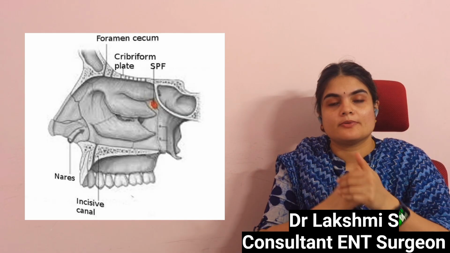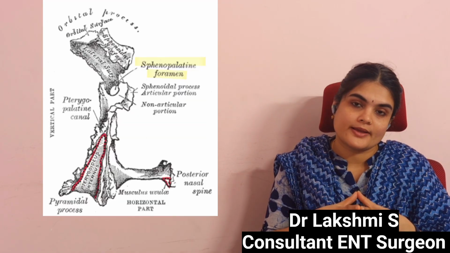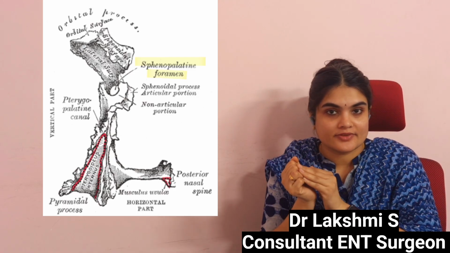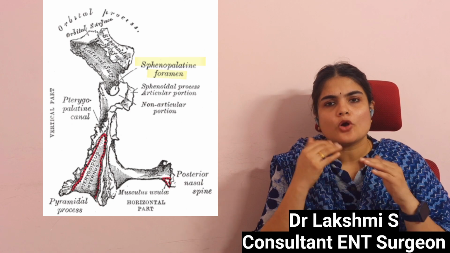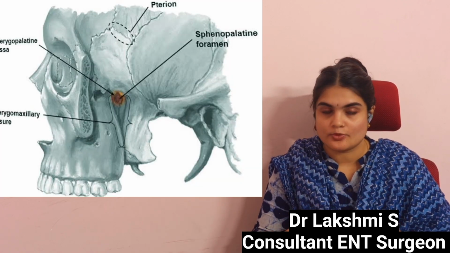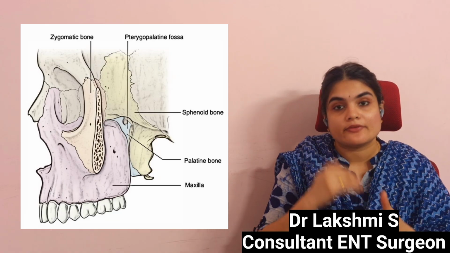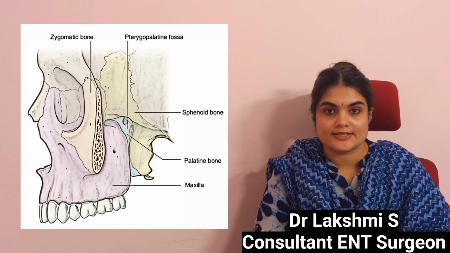It is a foramen between the sphenoid bone and the palatine bone. The sphenopalatine foramen is formed by the sphenopalatine notch of the palatine bone in articulation with the sphenoid bone. Superiorly, you have the body of the sphenoid. Anteriorly, the orbital process of the palatine bone. Posteriorly, the sphenoidal process of the palatine bone. Inferiorly, the perpendicular process of the palatine bone. This forms the sphenopalatine foramen.